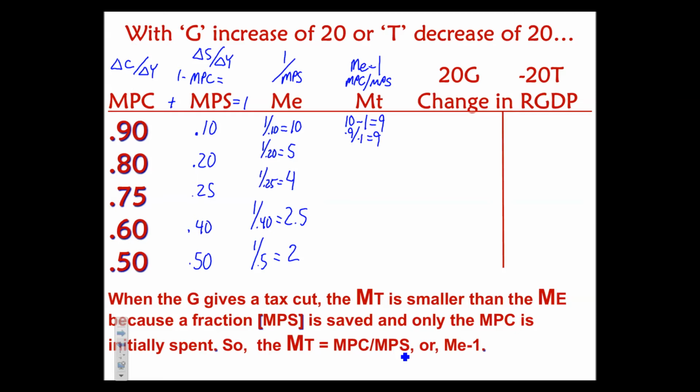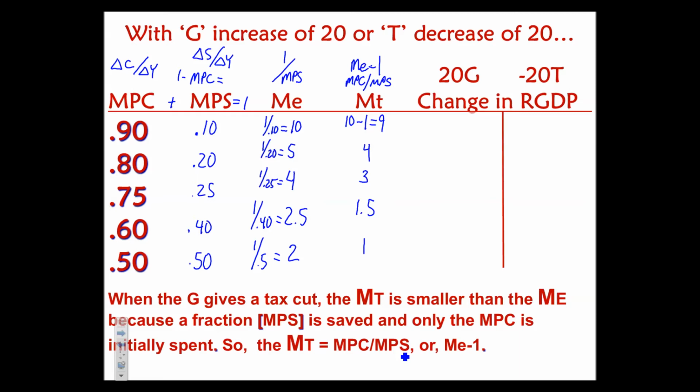Now, I'm going to erase this clutter so that we can just do it the simple way and roll on out of here, okay? So tax multiplier when the MPS is 0.2 is going to be 4. It's 4 because 5 minus 1 is 4. And then 4 minus 1 is 3. 2.5 minus 1 is 1.5. And 2 minus 1 is 1. Okay? So now we're going to apply these multipliers.